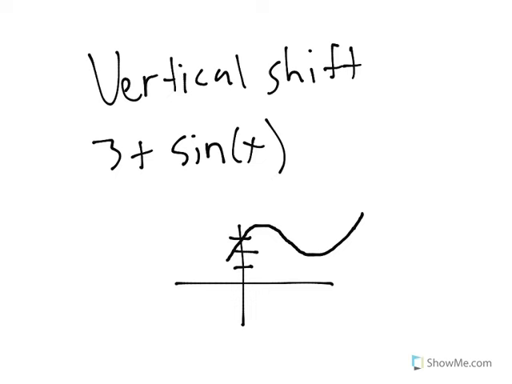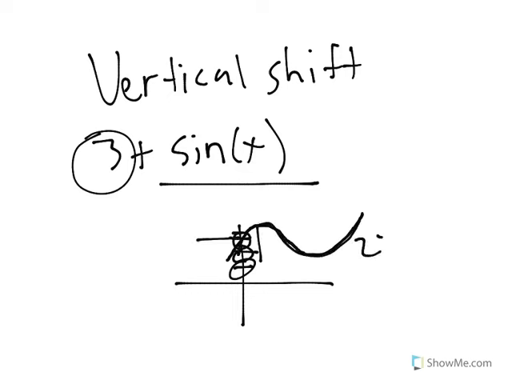The last one we're going to look at to manipulate this graph is a vertical shift. So we have 3 plus the sine of x. As you can see, it's still sine of x, so still the same graph, you just have to move it up 3. So 1, 2, 3. And it starts right there, and then it's the same graph, the same amplitude, and also a period of 2 pi.